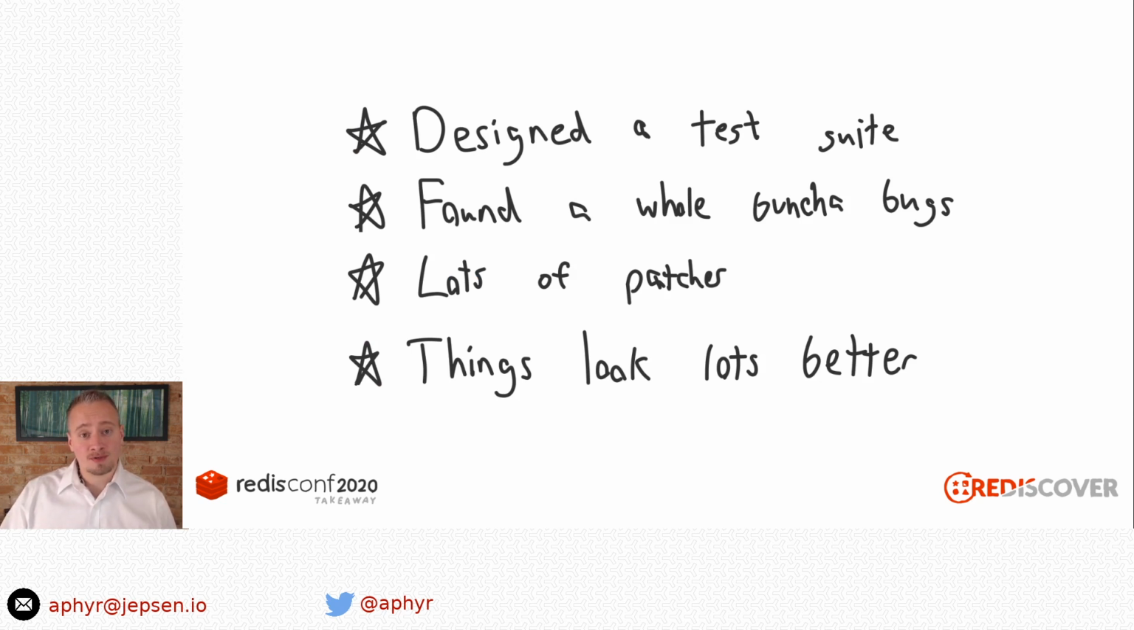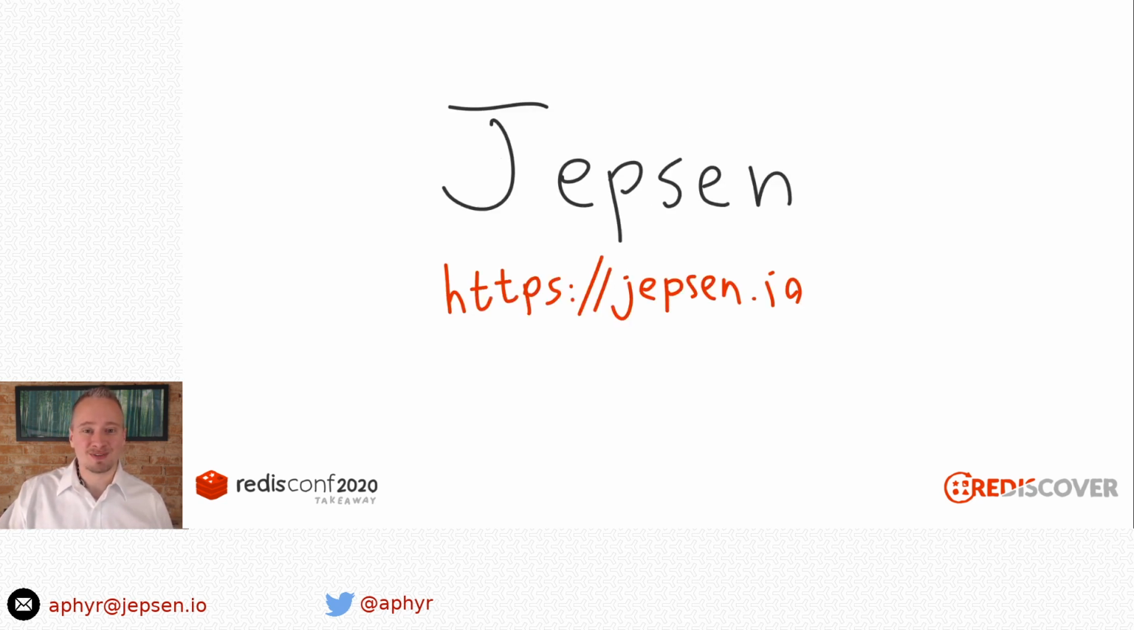For RedisRaft, we designed a whole new test suite, including a whole new analysis process. We found a bunch of new bugs, 21 in total, and Redis Labs devised a bunch of patches to fix many of those bugs. As a result, things look a lot better. RedisRaft is now much more on track to getting a strict serializable test result.